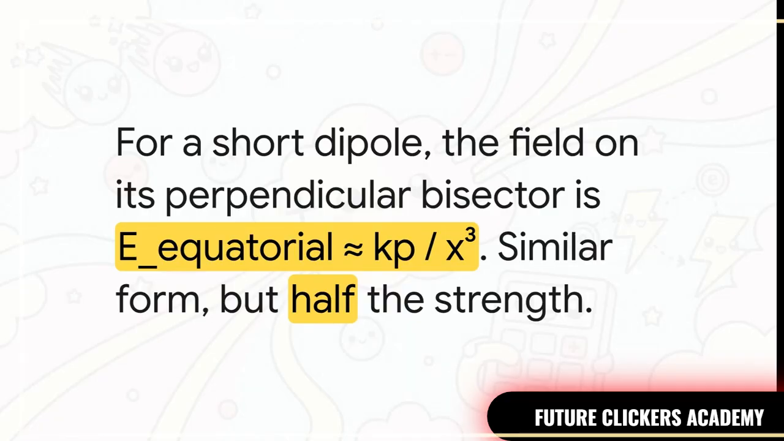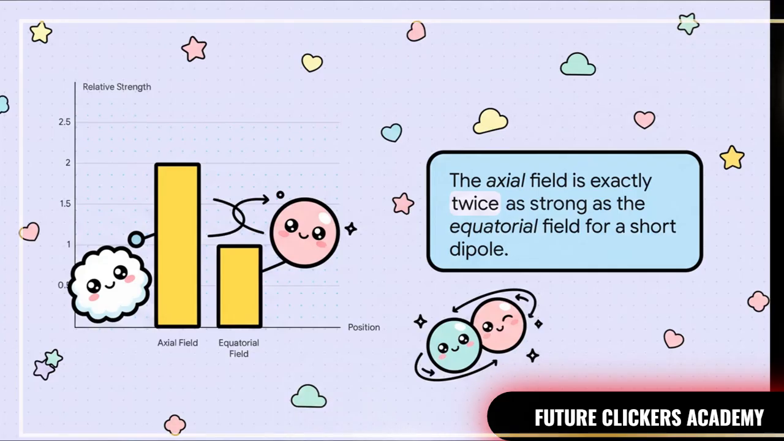Now what about the line that cuts perpendicularly right through the dipole's center, the equatorial line? Here, the vector components of the fields also interact, and we get a different result. The formula is kp divided by the distance cubed. The form looks similar, but the strength is definitely different. And this right here is the most important takeaway. For the same distance from a short dipole, the field on the axial line is exactly twice as strong as the field on the equatorial line. This 2-to-1 ratio is a classic exam question, so make sure you remember it.